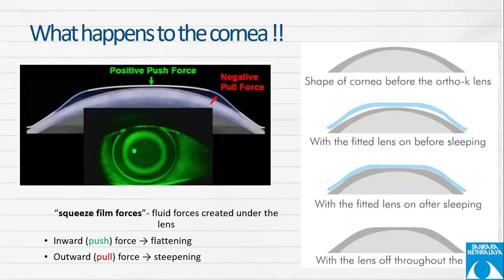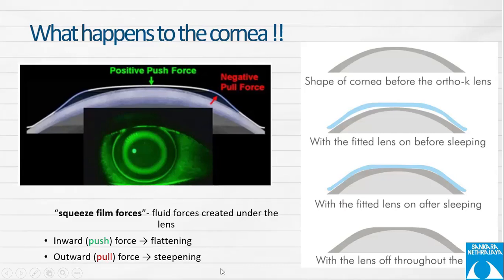What happens to the cornea when a patient wears an orthokeratology lens? Ortho-K lenses are usually worn overnight so that during the day they don't have to wear any lenses or glasses, and still they have clear vision. After we fit the lens before sleeping, the cornea takes the shape of the ortho-K lens with the base curve and the reverse curve. The center cornea becomes flatter, and this treats the myopic refractive error. With the lens off throughout the day, they are able to see clearer.